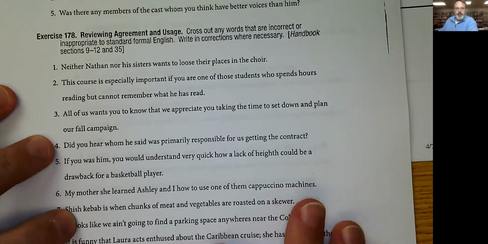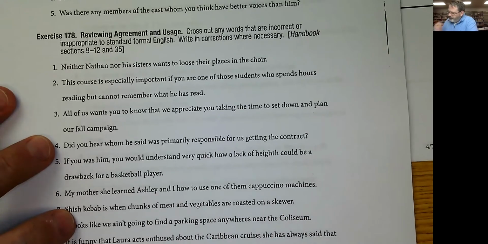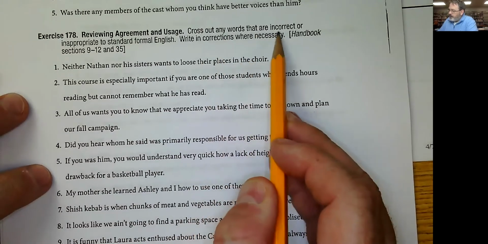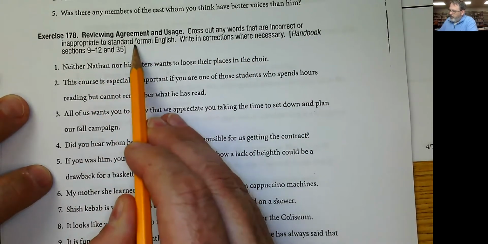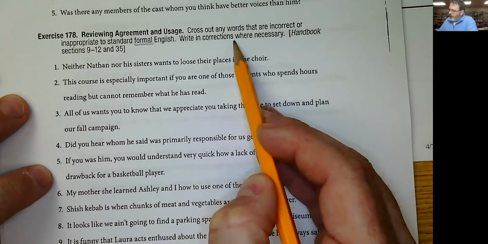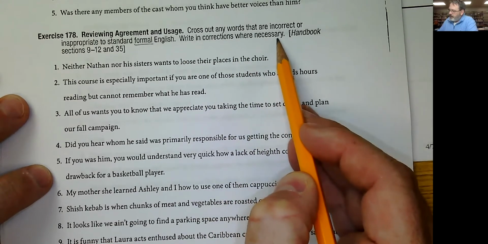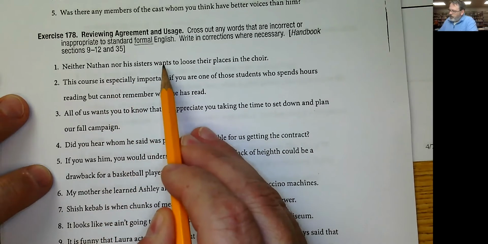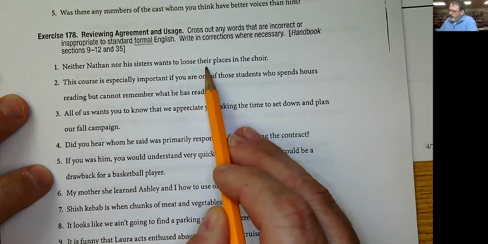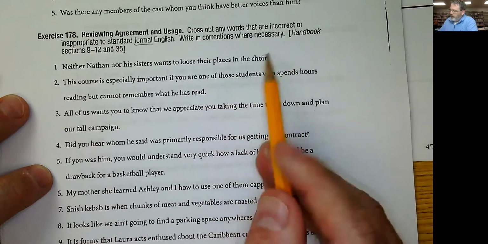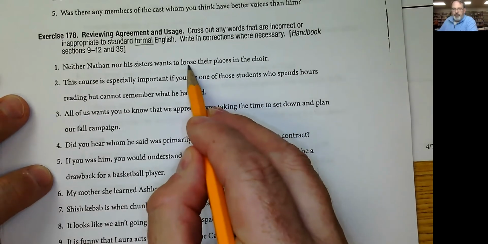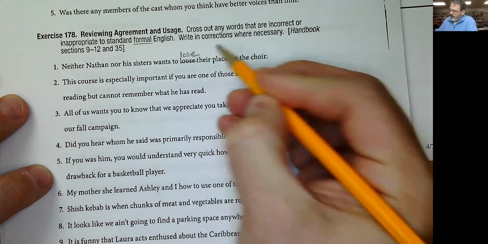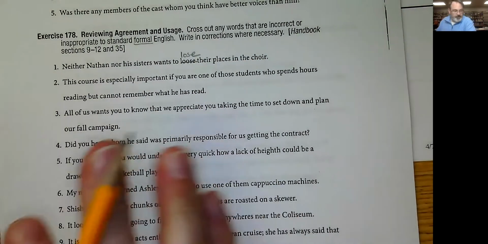Next, reviewing agreement and usage. Cross out any words that are incorrect or inappropriate to standard formal English. Write in corrections where necessary. Okay? Neither Nathan nor his sisters wants to lose their places in the choir. Well, that's actually loose. That's spelled loose. We know that's wrong. They don't loose their places. They L-O-S-E, lose. So we've fixed that one already.